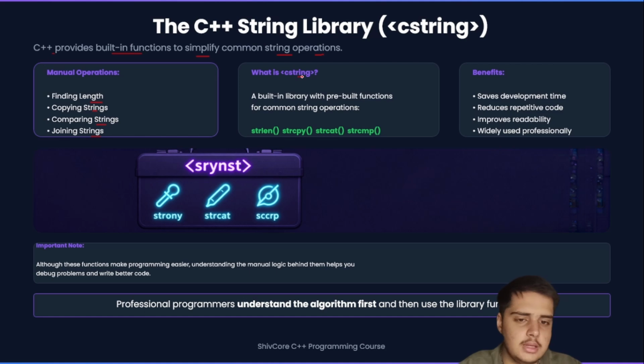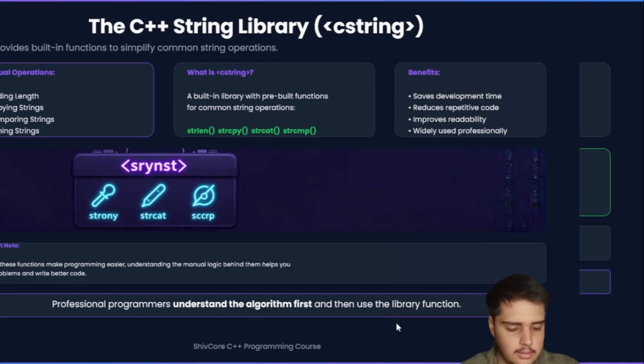So what is C string? It is a built-in library with pre-built functions for common string operations like strlen, strcpy, strcat, strcmp. The benefits are saved development time, reduced repetitive code, improved readability, and it is widely used professionally. An important note: although these functions make programming easier, understanding the manual logic behind them helps you debug problems and write better code. Professional programmers understand the algorithm first and then use these library functions.